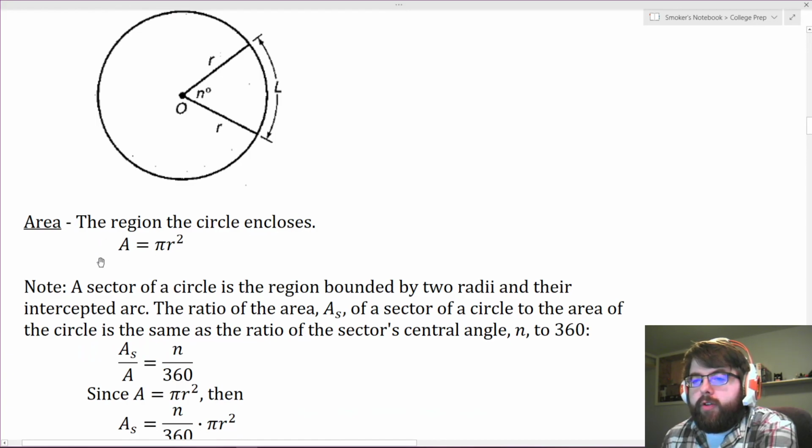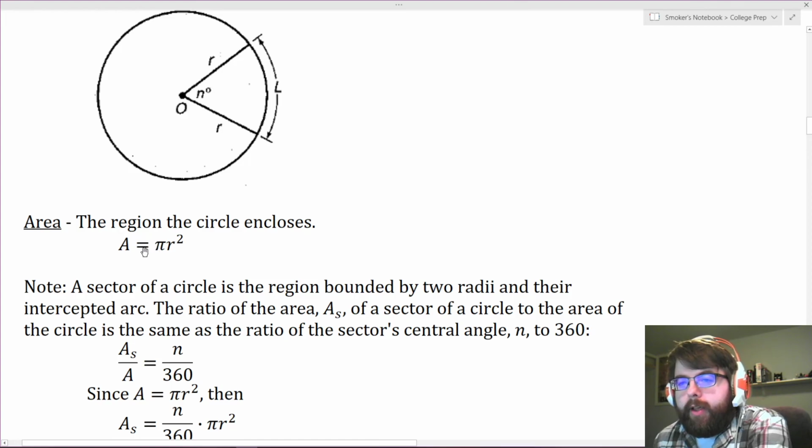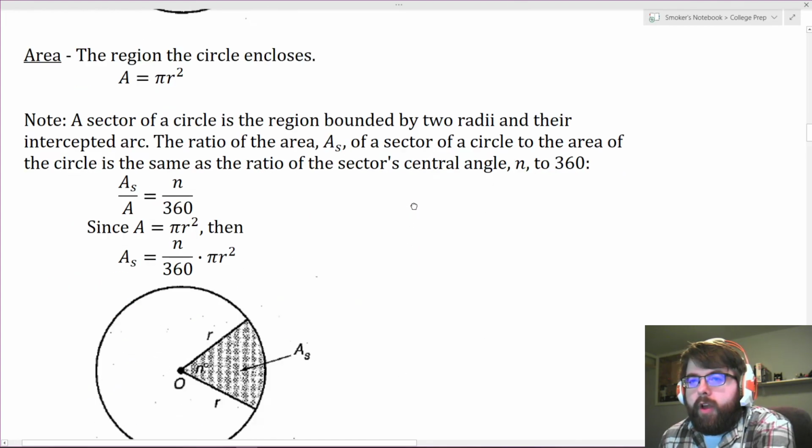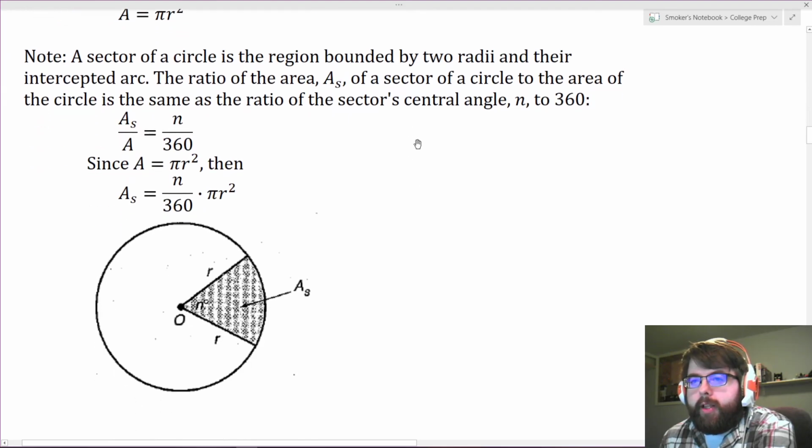So the area of a circle is pi r squared. You should probably know that. I've seen that before a lot. So pi r squared is how you find the area of a circle. So keep that in mind. And we're going to look at the area of the sector. This is called a sector when you have the area of part of an entire circle.